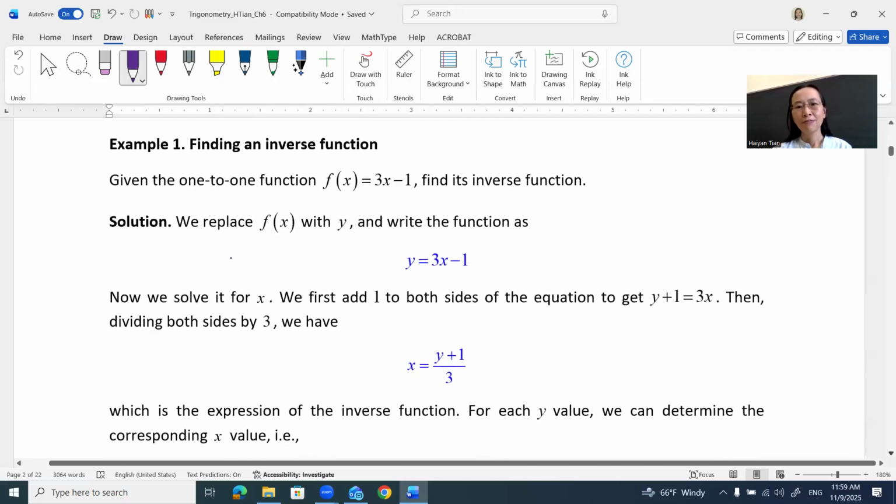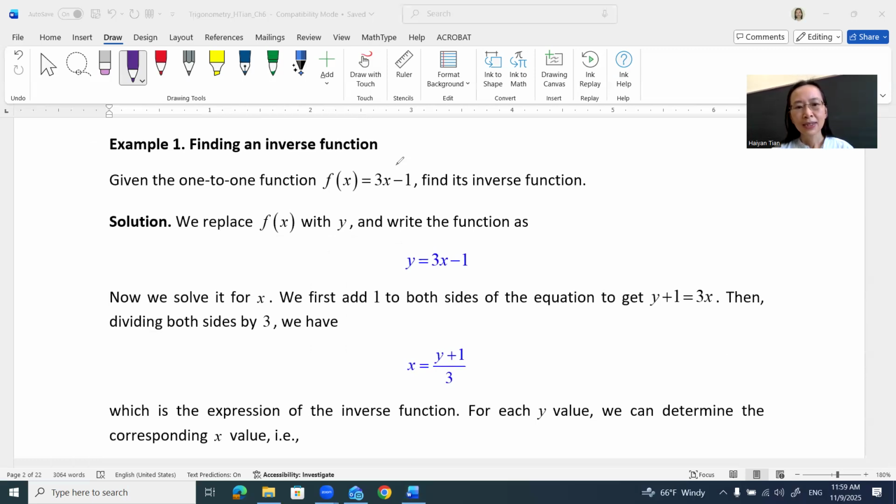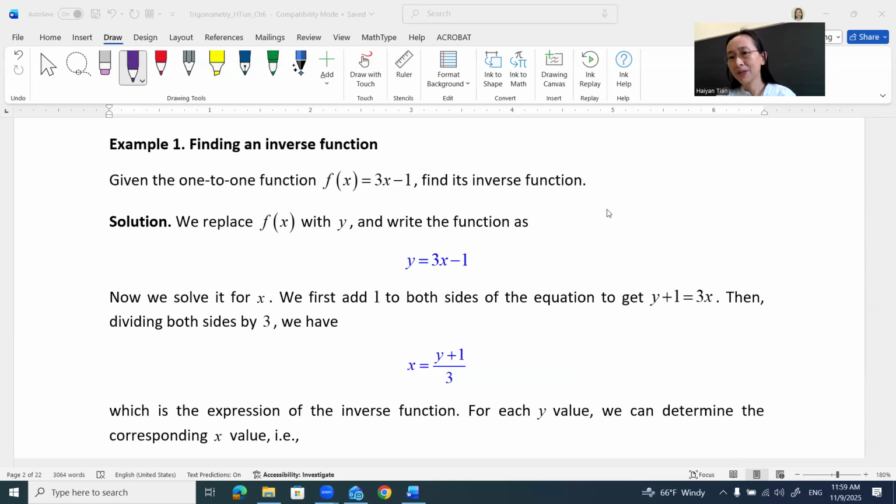So here's a function, and it's a straight line. And by the way, there is a sufficient condition for a function to be one-to-one. That is, if a function is strictly increasing or strictly decreasing, then it is one-to-one. That is a sufficient condition, easy to apply. But of course, there are other possibilities for a function to be one-to-one.